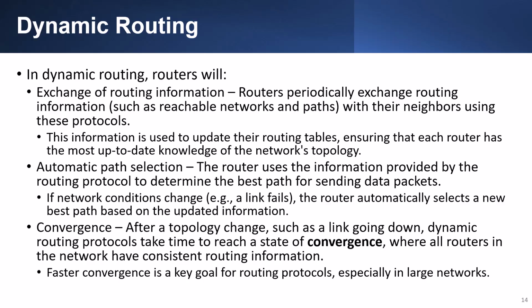Convergence is after a topology change, such as the link going down. Dynamic routing protocol takes time to reach a state of convergence where all routers in the network have consistent routing information. Faster convergence is a key goal for routing protocols, especially in large networks.